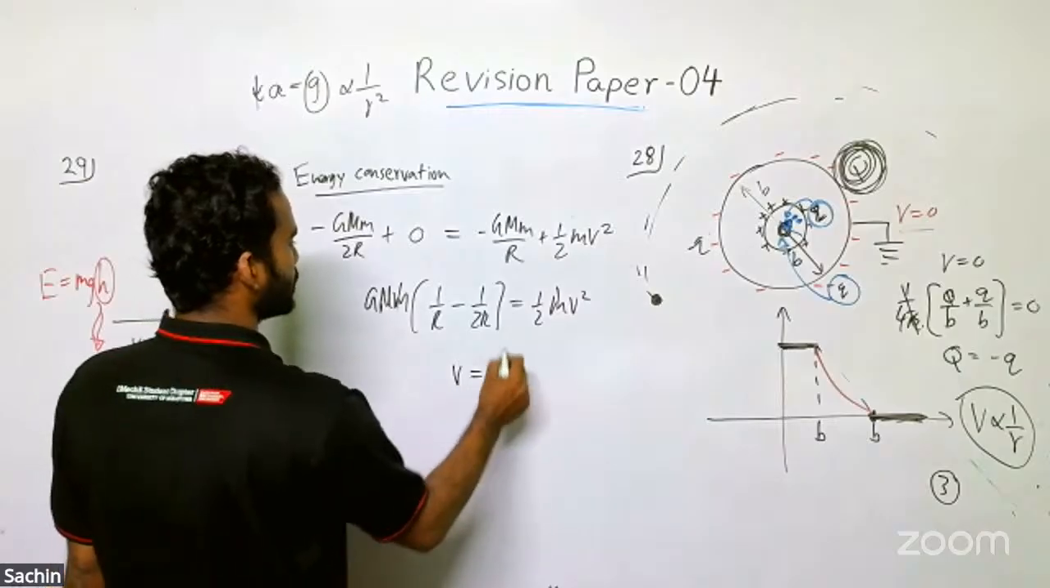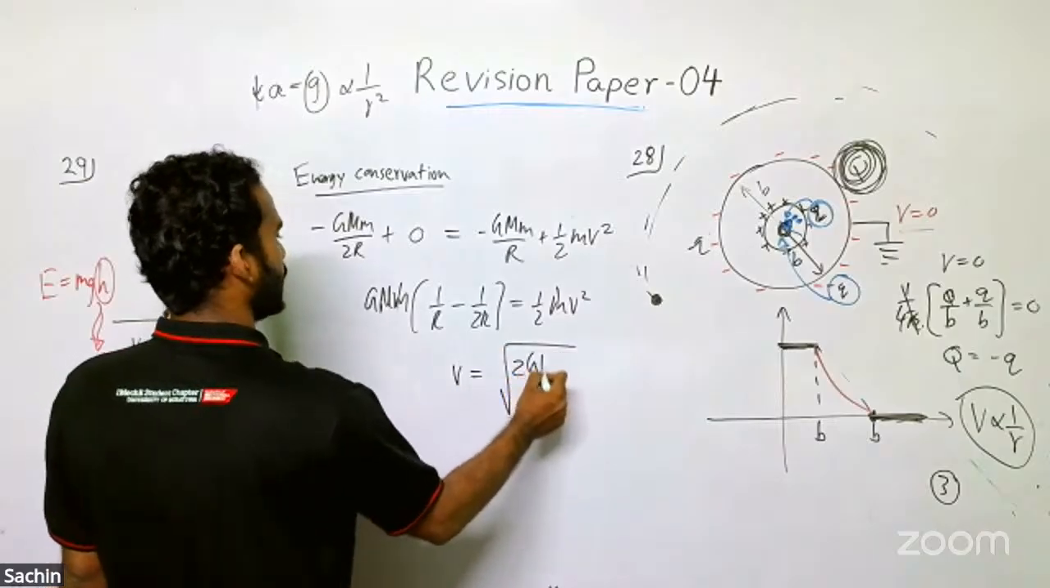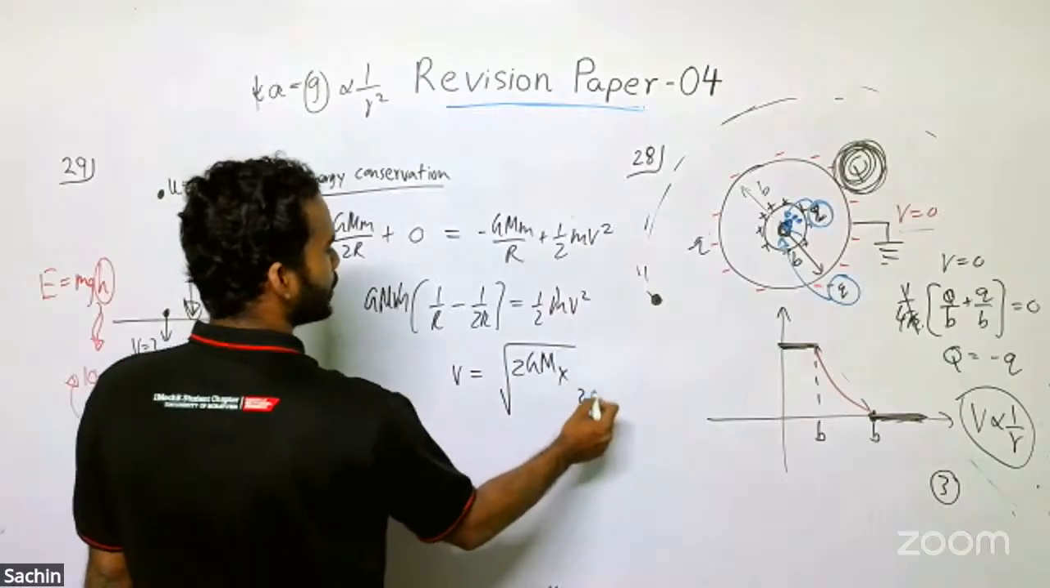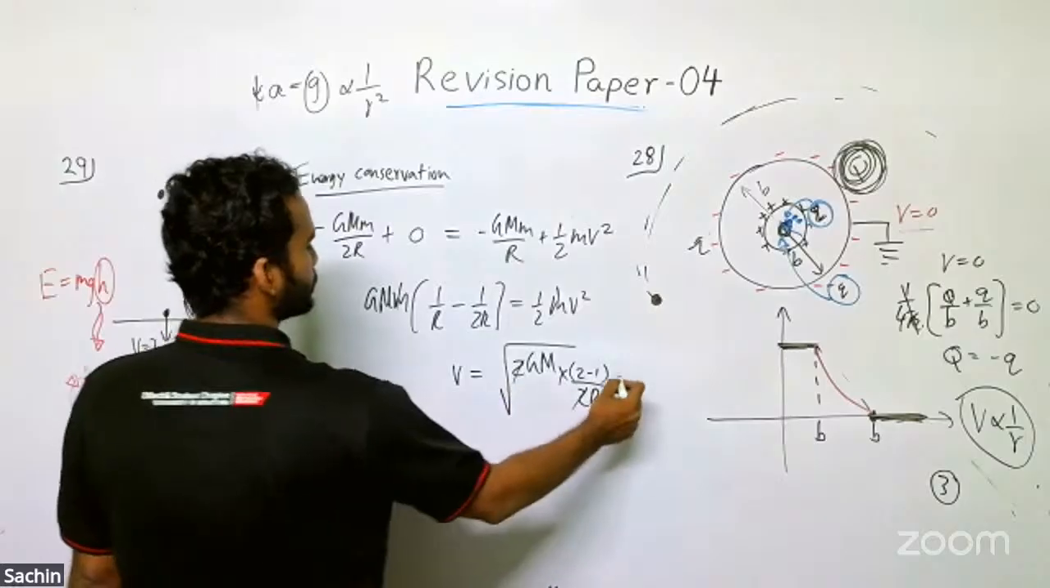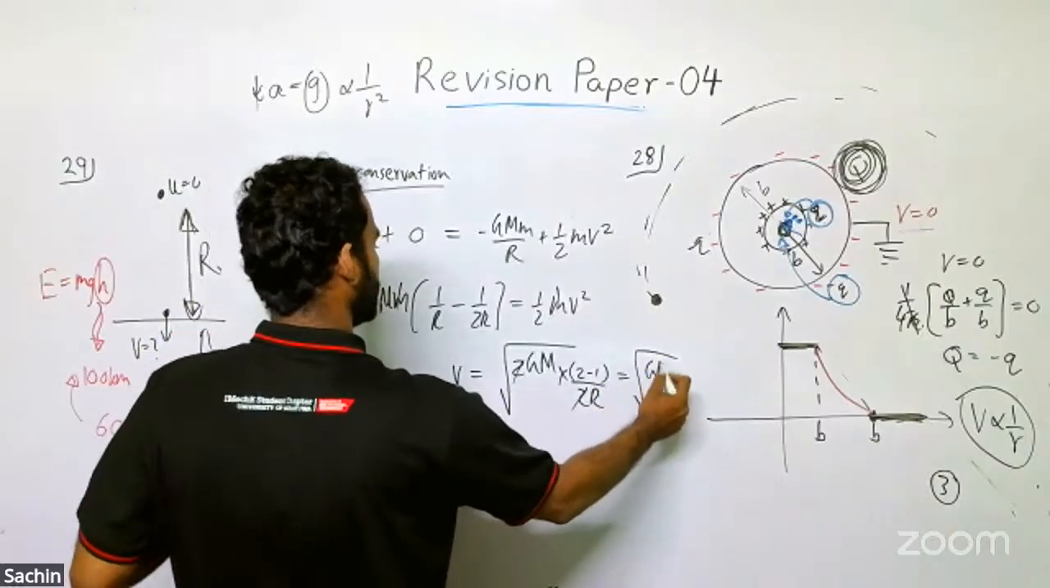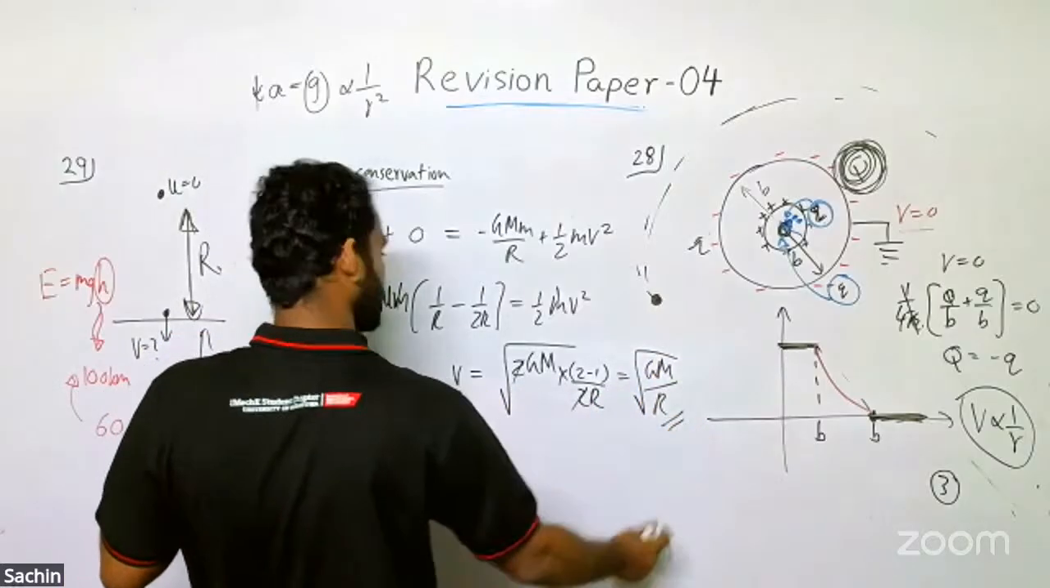V is equal to square root 2gm times, when you take the common denominator, it will be 2 minus 1. So square root gm over capital R, that is given in, okay.